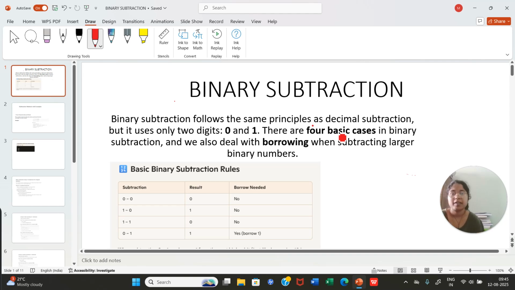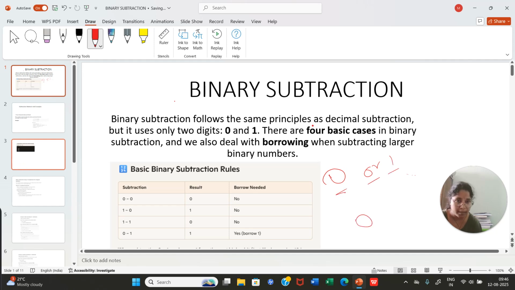Okay, good morning, students. Today we are going to discuss binary subtraction. In the subtraction of binary numbers, we are going to have some principles. First, we need to know what binary numbers are. Binary numbers are of two kinds, 0 or 1. These two numbers are there.